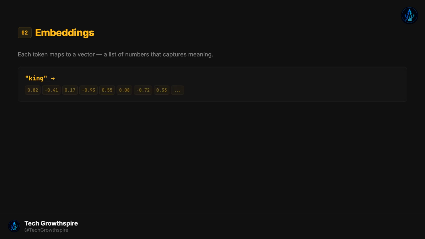Step 2. Embeddings. Each token gets mapped to a vector. A vector is just a list of numbers. In GPT-4, each token becomes a list of 12,288 numbers. That's 12,288 dimensions. Think of each number as capturing one tiny facet of that token's meaning. The beautiful property of embeddings is that similar meanings end up close together in this mathematical space.